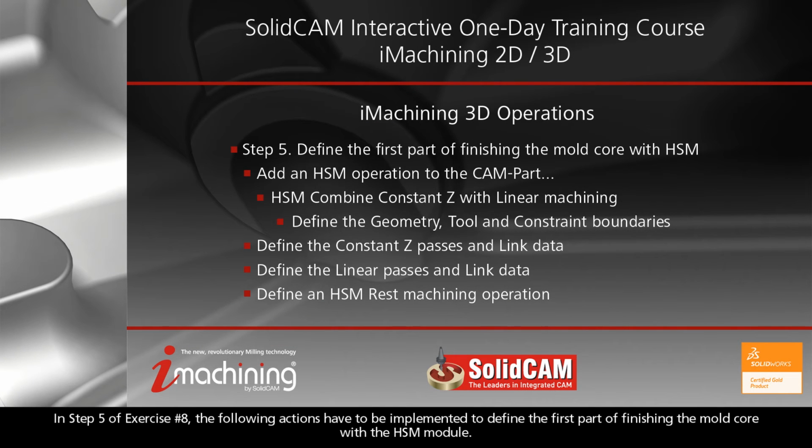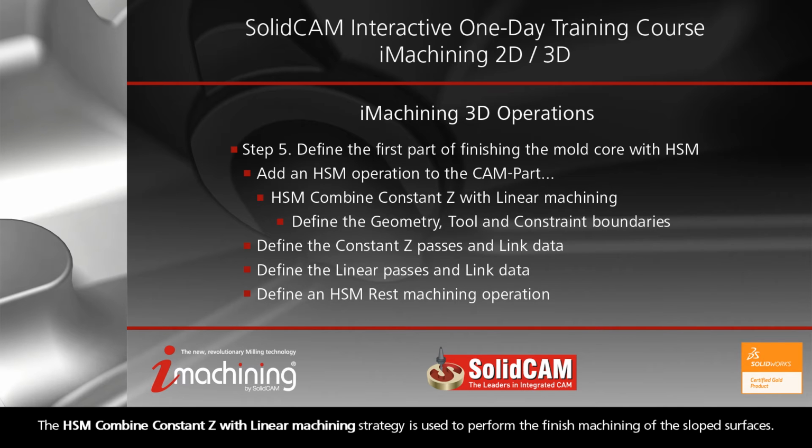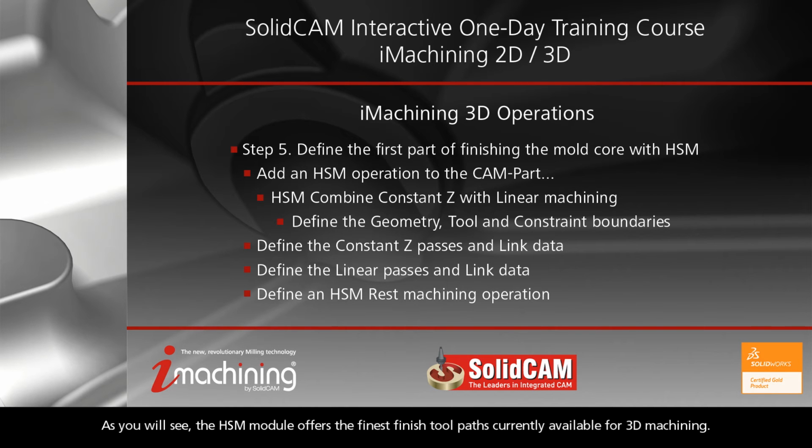In Step 5 of Exercise Number 8, the following actions have to be implemented to define the first part of finishing the mold core with the HSM module. The HSM Combine Constant Z with a linear machining strategy is used to perform the finish machining of the sloped surfaces. Later, an HSM Rest machining operation is used to perform finishing in these tight corners of the model. As you will see, the HSM module offers the finest finish toolpaths currently available for 3D machining.